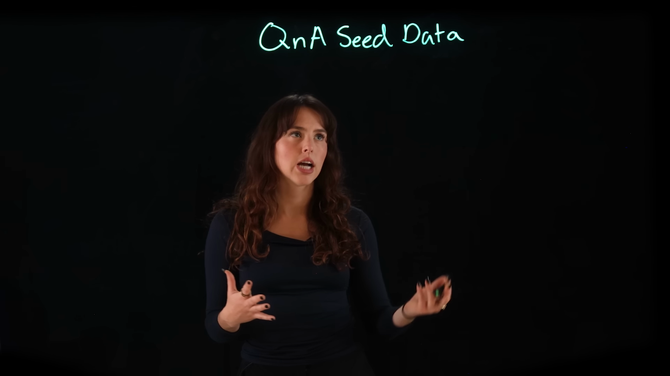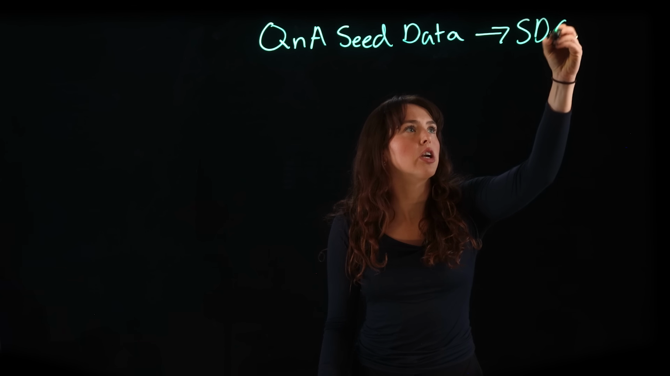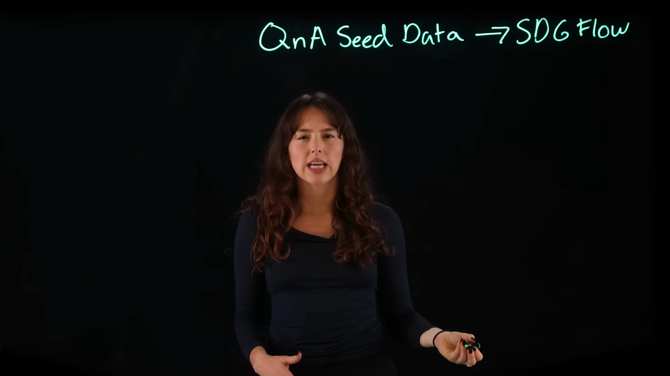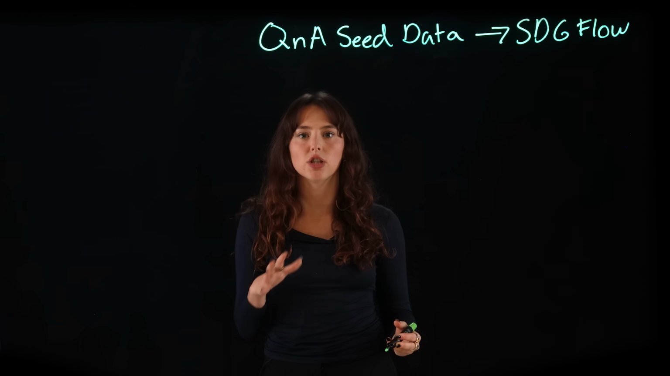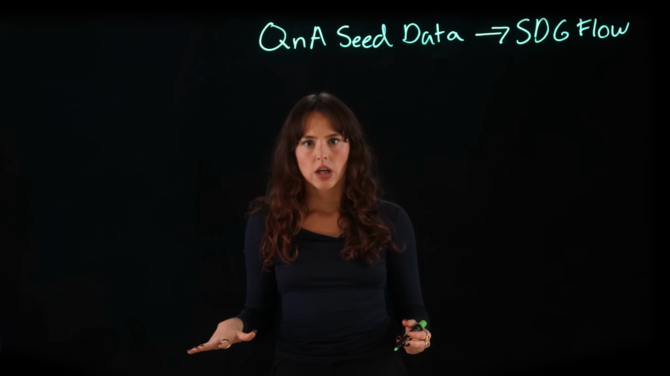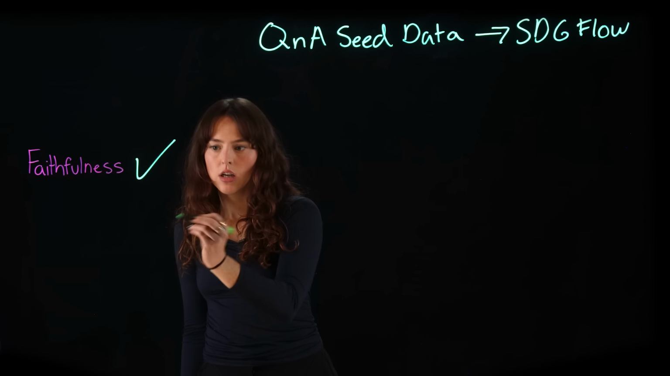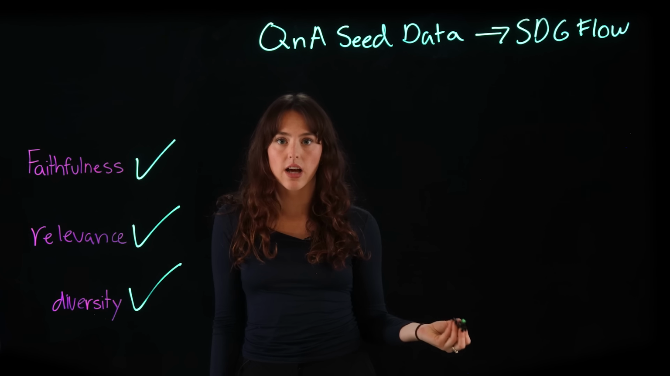So open source projects like SDGHub can allow you to do synthetic data generation flows. And what that basically means is a data pipeline that generates, transforms, and validates your synthetic data examples. So we can check for things like faithfulness to the source, relevance to the source, and diversity of data.